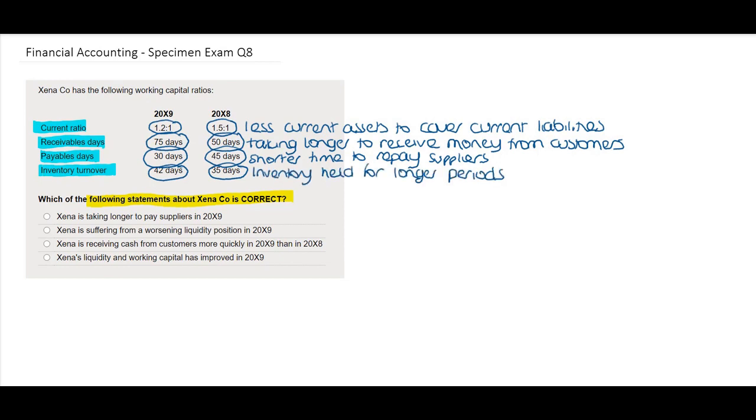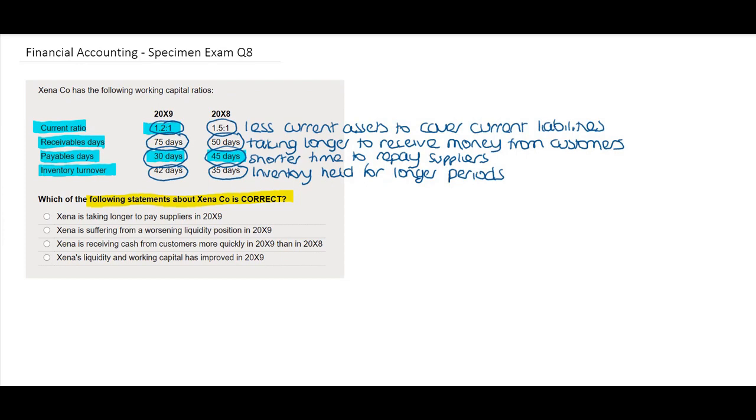Looking at the statements that we have to decide upon, the first one says that Xenoco is taking longer to pay suppliers in 20X9. We can see that this isn't true because 30 days on average in the current year compared to 45 days suggests that they have shortened the time to repay suppliers. The second statement says that Xenoco is suffering from a worsening liquidity position in 20X9. This looks to be correct because we can see that in 20X9 we have the result 1.2 to 1 compared to 1.5 to 1 in 20X8.